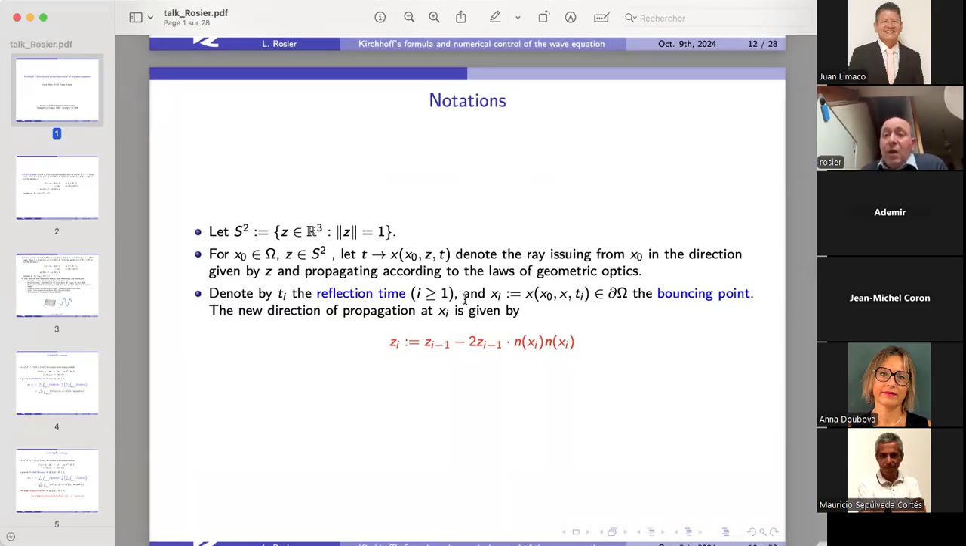And as we will have many reflections, we denote them. So Ti is the reflection time corresponding to i, and we denote by xi the corresponding point on the boundary. And we can actually compute very easily the new direction of propagation. It is given this way, where n is the normal to the boundary of omega at xi.